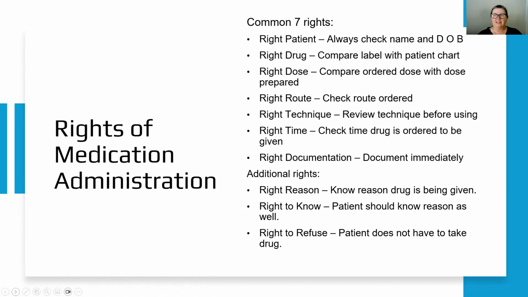Make sure you have the right drug. I mean, again, duh, right? If you have the right person, you want to be giving them the right medication. So make sure that you're comparing the label with the chart, with the orders before you prepare the medication for administration. Make sure you have the right dose. Compare the ordered dose with the dose that you have prepared. Make sure it's correct. You don't want to underdose a patient. You definitely don't want to overdose a patient. Overdosing can have dire consequences, but then again, underdosing can be harmful too, because if they're not getting the amount of medication they need, it's not going to help them.